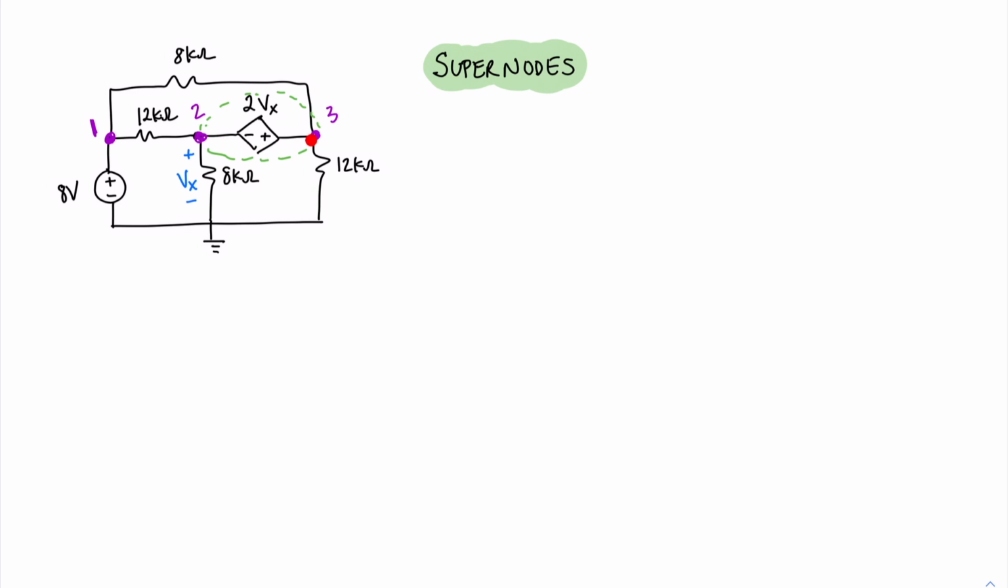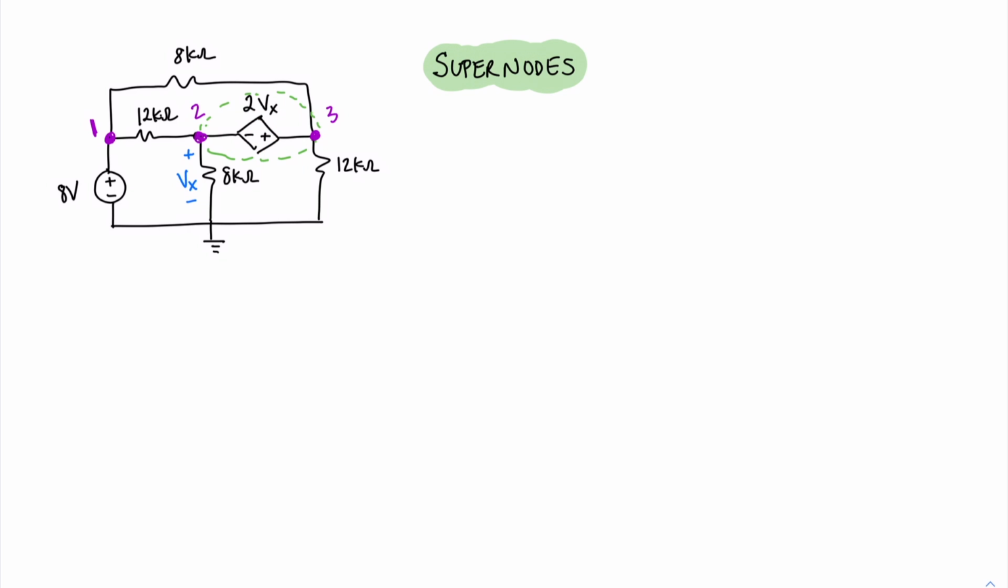However, V2 and V3 are not exactly independent because there is a voltage source between node 2 and node 3. Because of this, we're going to combine these two nodes together into what we call a supernode, and we'll write equations for that entire supernode. The reason we can do this is that node 2 and node 3 are not independent. There's a relationship, and that relationship is 2Vx. The difference between the voltage at 3 and the voltage at 2 is 2Vx.